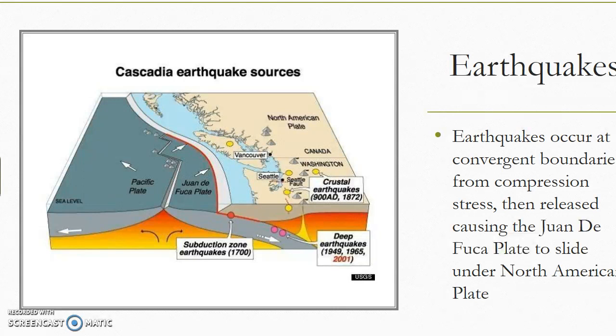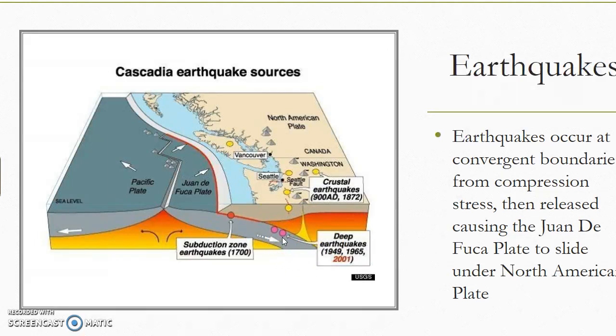So earthquakes definitely occur at convergent boundaries, and this is from compression stress. When you put two plates together and one's sliding underneath, these plates are not exactly smooth and rounded, so they don't just slide smoothly together. They kind of stick. And so stress builds up, and once enough energy builds up behind that, it's released, causing an earthquake, as you can see in these subduction zones right here, and then also deeper, further along the Juan de Fuca plate.